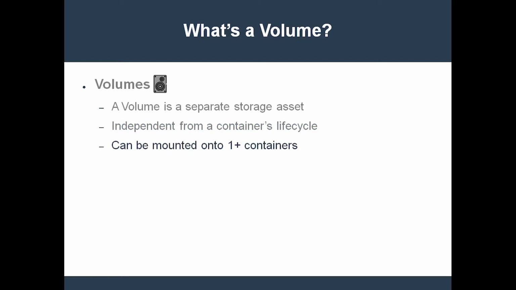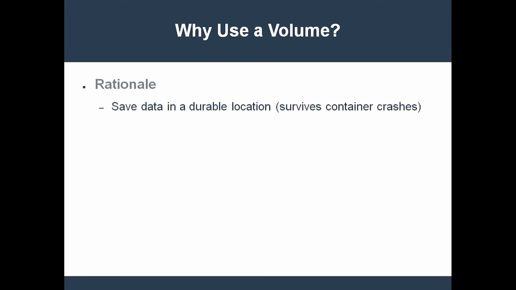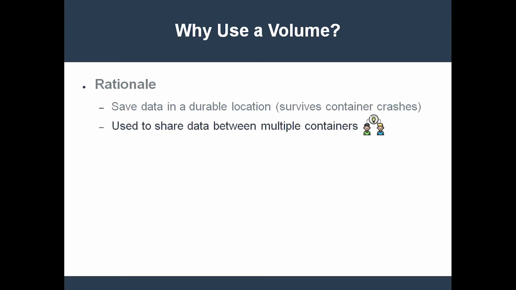Therefore, when a containerized process saves data in the mount directory, that data is stored in the volume and not in the container. There are two reasons why you'd want to use a volume. The first reason is to save data in a durable location. The second reason is that a group of containers can use a volume to share data. These are just a few of the things that we're going to learn about in this chapter.